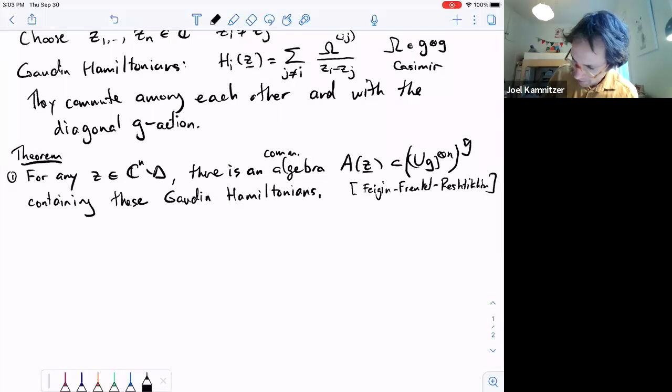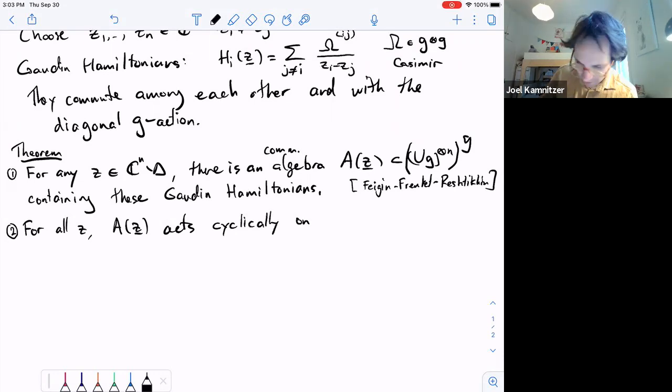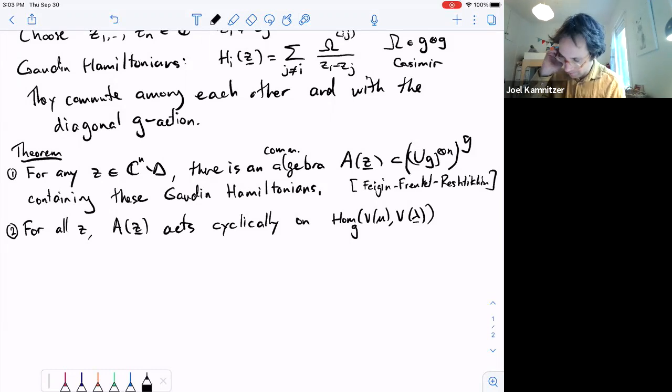So that's somehow the first part, and the rest of these parts are more related to our work on this subject. For all such Z, this algebra A of Z acts cyclically on this Hom space. In fact, there's a cyclic vector for this action.